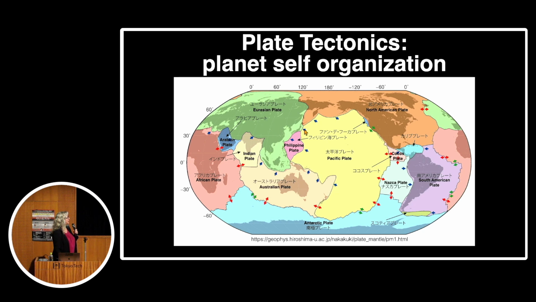And here's Japan. The Pacific plate, the Philippine plate, Eurasian plate, and North American plate are coming together to make Japan a very unique environment. The planet self-organized itself this way because it can be stiff in the interiors of plates and it can deform at the edges.